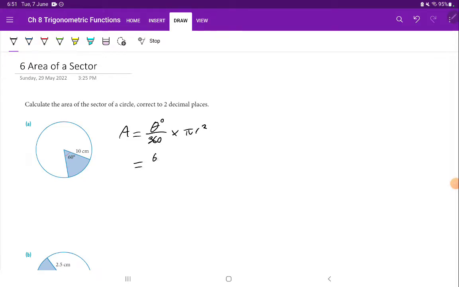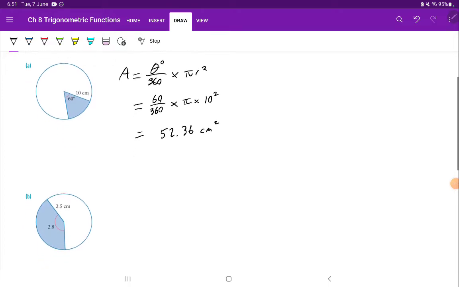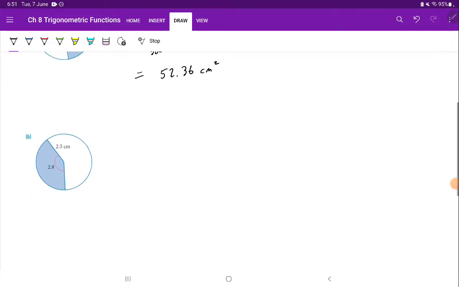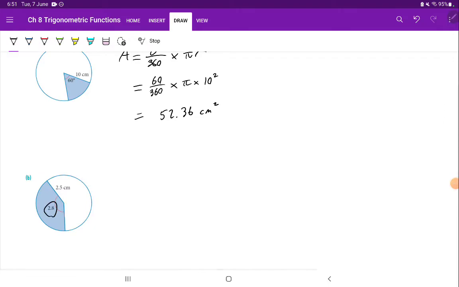The theta in this case is 60 over 360 times pi times the radius, which is 10 squared, and that's equal to 52.36, and in this case it's going to be square centimeters, because whenever we're measuring area, it's always the squared equivalent of the units. And for the second one, you can see that it's just got the number 2.8.